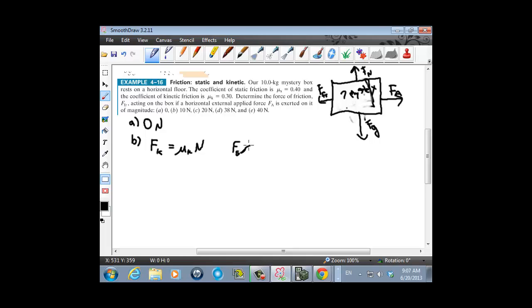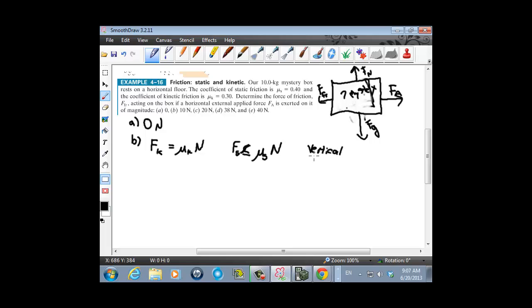So Fs is less than or equal to mu s times the normal force. So we don't know which one it is. If you have enough of a force that you can overcome the static friction, then you have kinetic friction. If you don't, then you have static friction. So let's remember that our vertical and horizontal are completely separate. So we'll look at our vertical first.